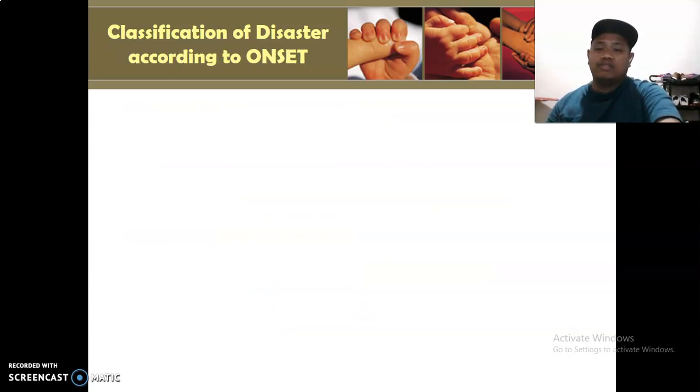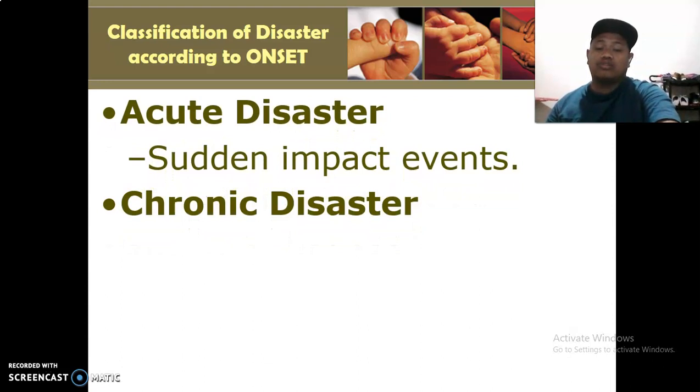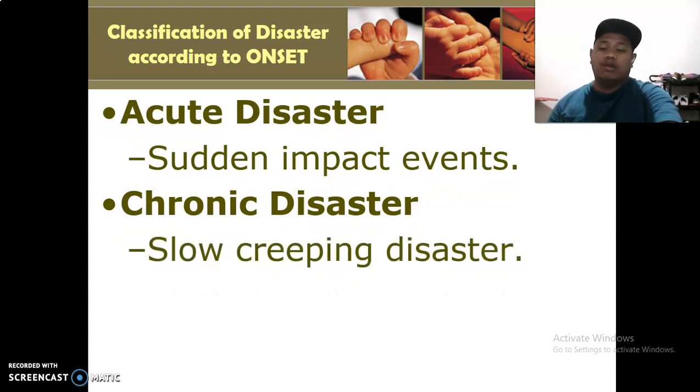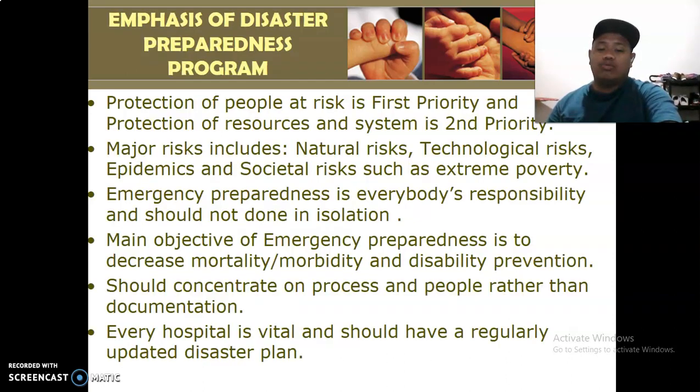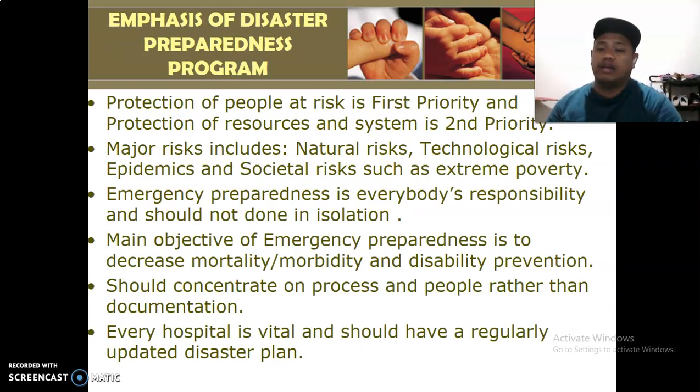The classification of disaster according to onset, meron tayong acute and chronic. Acute or sudden impact conditions like, for example, epidemic and pandemic, while chronic disaster is a slow creeping disaster that happens over a longer period of time. These are the data that you need to know in terms of disaster, guys.